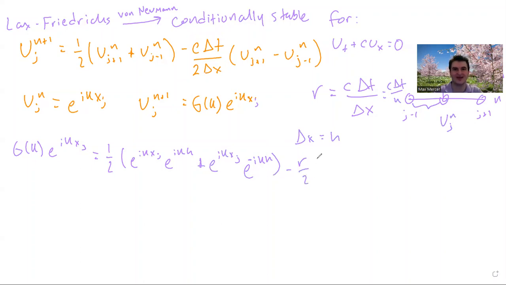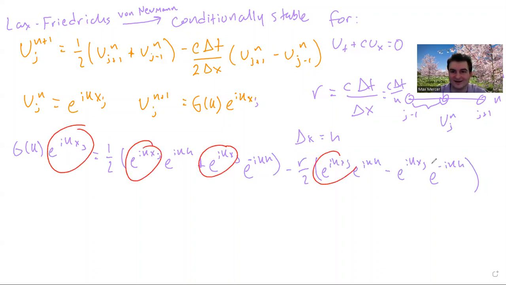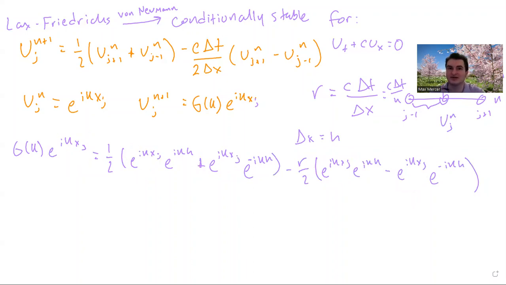Minus r over 2 times e to the i k x_j times e to the i k h, just because it is h more than our point, minus e to the i k x_j, e to the negative i k h. And then we're pretty much done with this first part, but there's a lovely quick simplification we can do. You'll notice that every single term in this equation has an e to the i k x_j in it. That's here, right here, right here, right here, and right here. So we could cancel it. Let's cancel the complex exponential. We can divide on both sides because it's never going to be 0. So that's fine for us to cancel all of these terms.